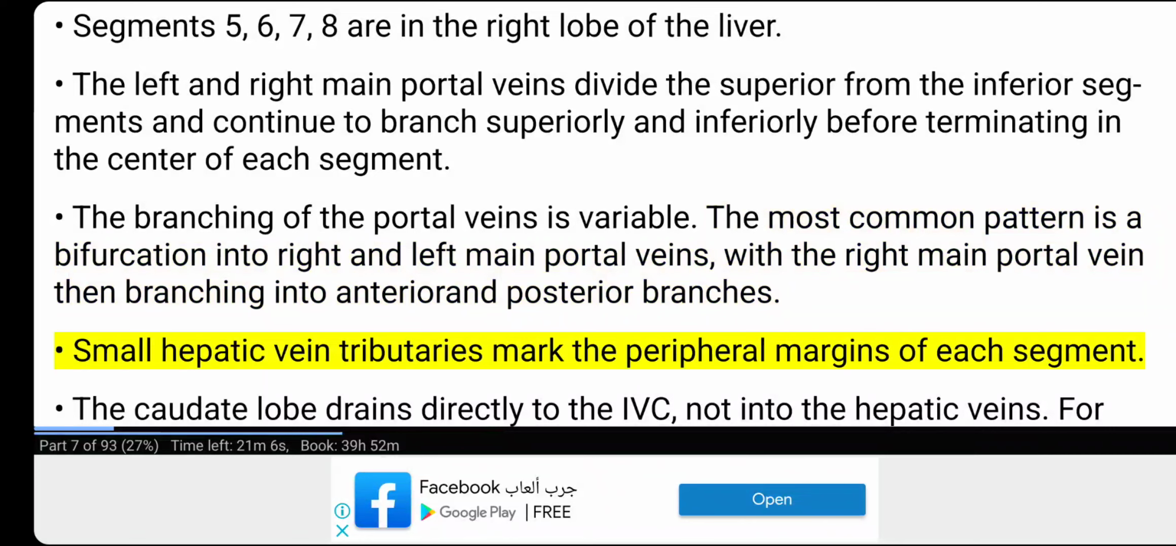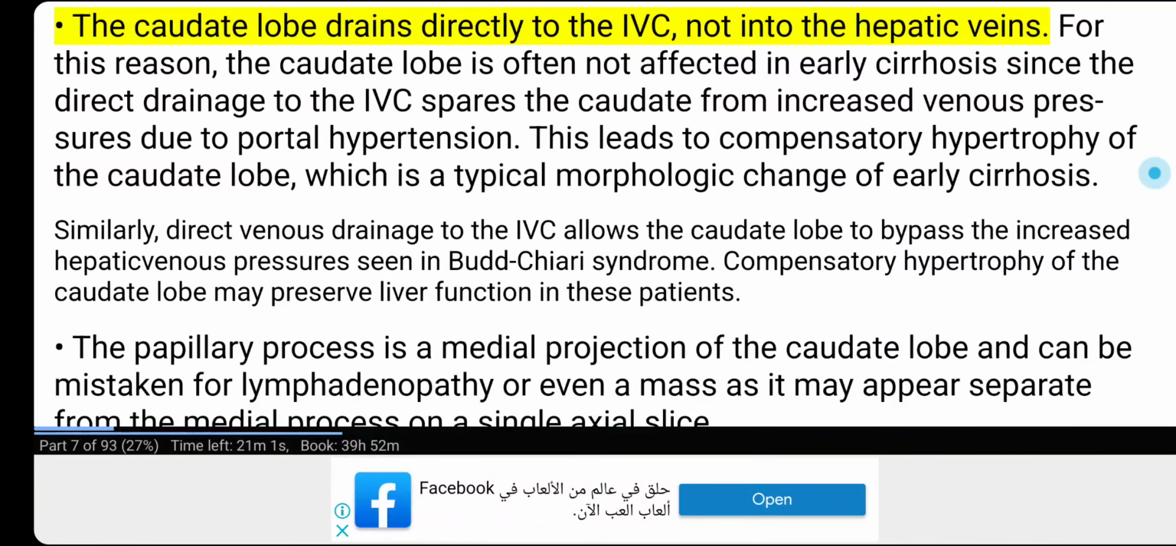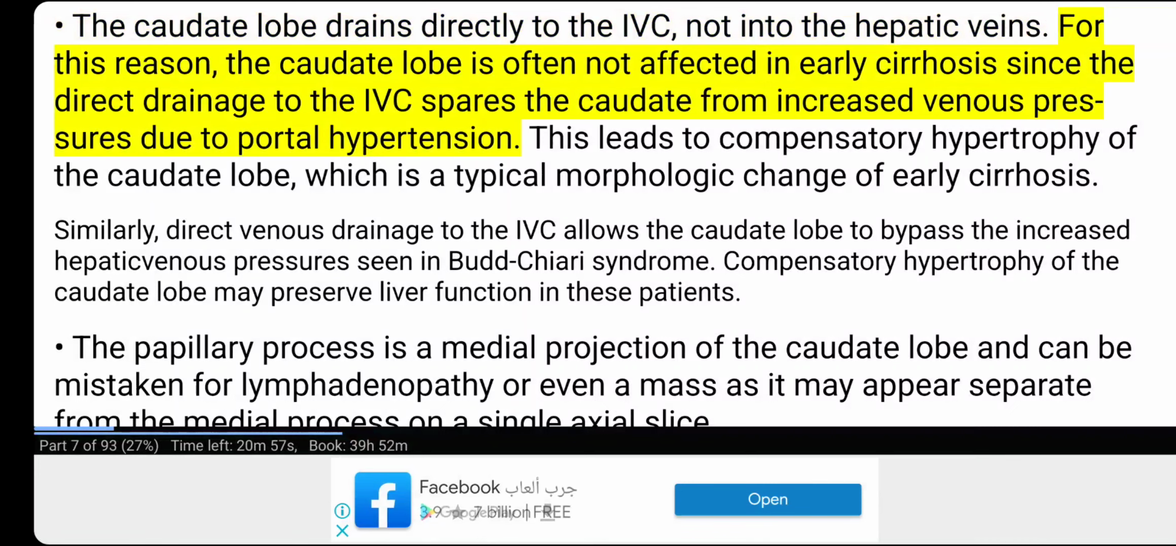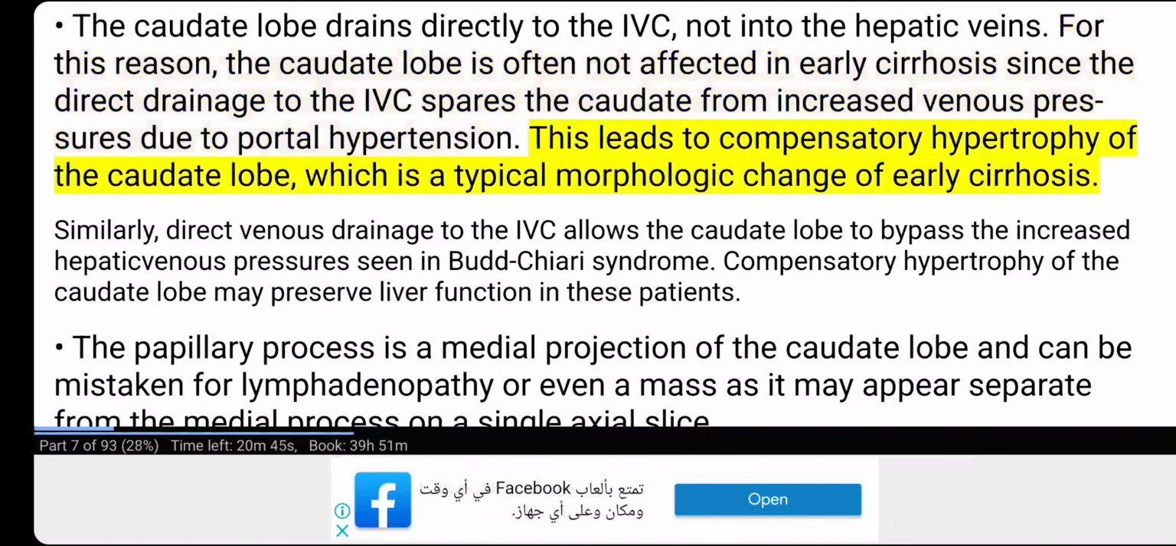Small hepatic vein tributaries mark the peripheral margins of each segment. The caudate lobe drains directly to the IVC, not into the hepatic veins. For this reason, the caudate lobe is often not affected in early cirrhosis, since the direct drainage to the IVC spares the caudate from increased venous pressures due to portal hypertension. This leads to compensatory hypertrophy of the caudate lobe, which is a typical morphologic change of early cirrhosis.